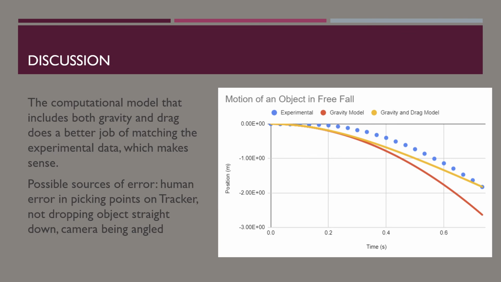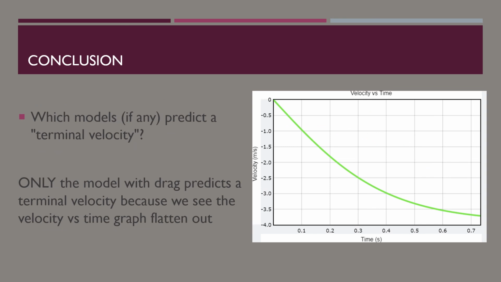And some possible sources of error are human error in picking points on Tracker, not dropping the object straight down, and the camera being angled. Only the model with drag predicts the terminal velocity because we can see the velocity versus time graph flatten out, and it will eventually reach a limit.